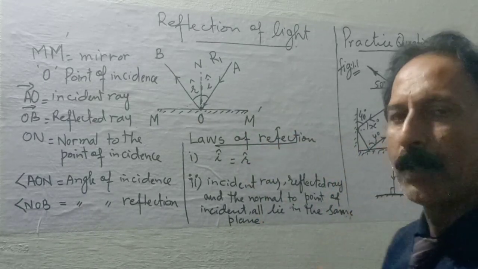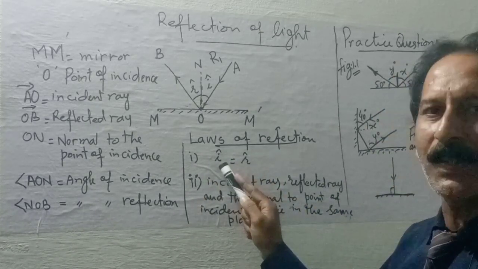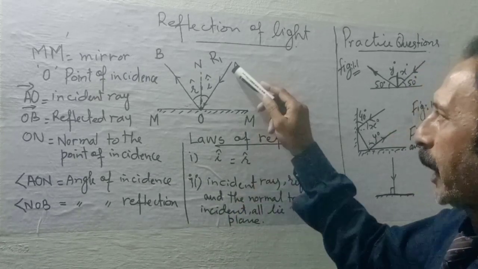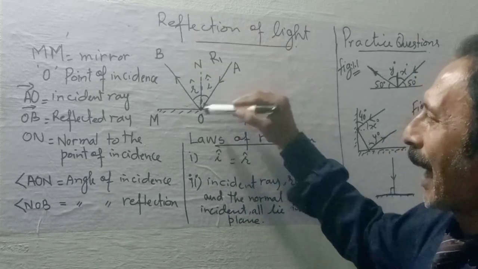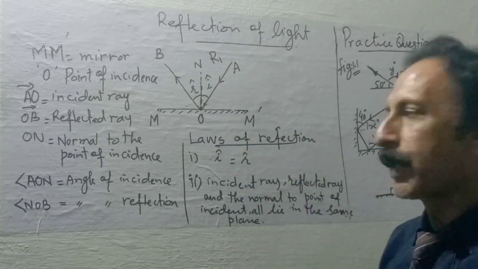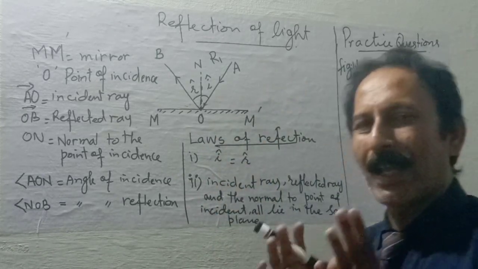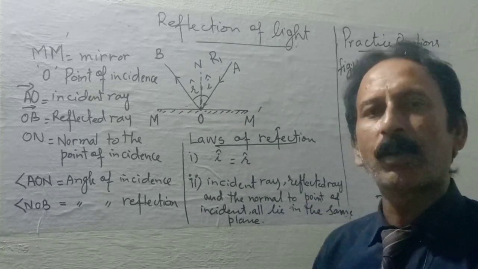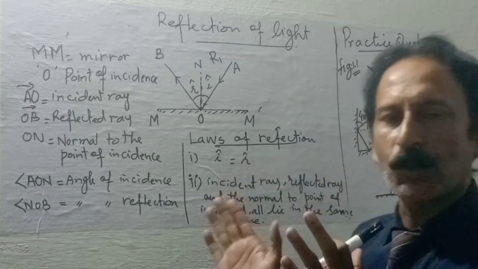Now, after explaining all these terms, we come across two laws, which are known as the laws of reflection. Those are very important. Number one law states that the angle of incidence is equal to the angle of reflection. Number two, the incident ray AO, the reflected ray OB, and the normal ON all lie in the same plane. So when we discuss these two laws, all the concepts of reflection of light come in, which would be assessed by Cambridge in different sorts of questions.